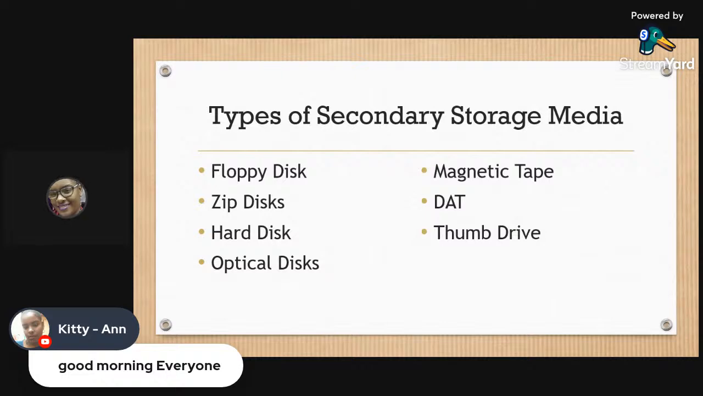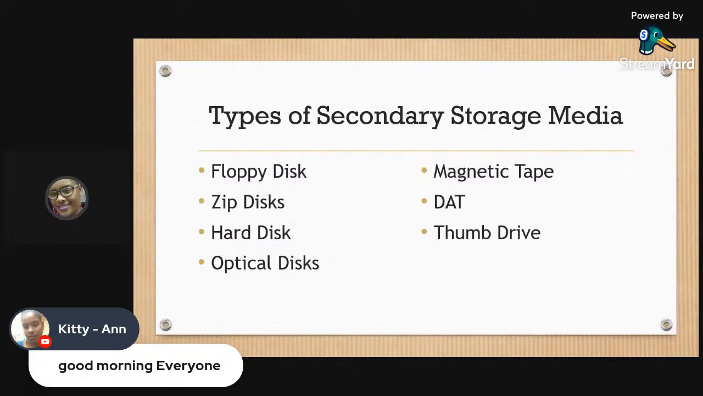There is CD-R and CD-RW, which means that you can write data to it or you can rewrite data on it. Same thing with your DVDs. Now, DVDs will provide more storage than CDs. Because with CDs, you're thinking about audio files, with DVDs, you're thinking about videos. So those normally take up more space or have more storage capacity.